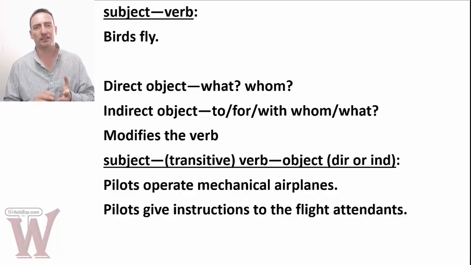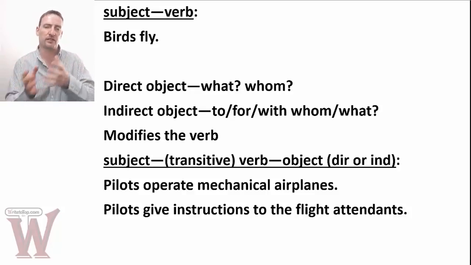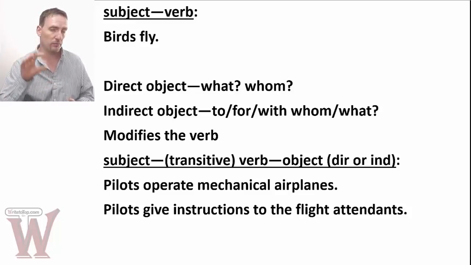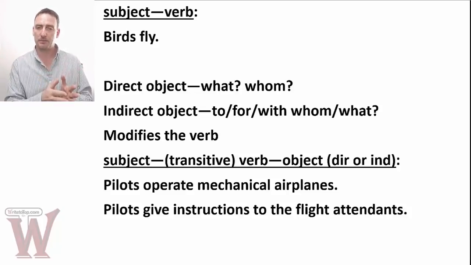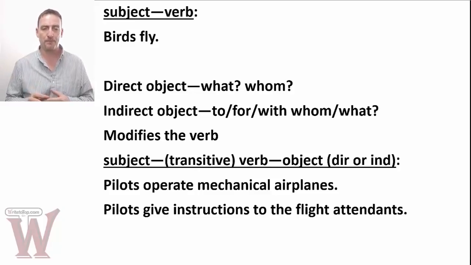Now, a direct object answers the questions what or whom about the verb, and the verb and the object together tell you something about the subject. That's the nature of the predicate. An indirect object tells you to, for, or with whom or what, okay? And all of these modify the transitive verb. So here's your basic construction. Subject, transitive verb, object, direct or indirect, okay?